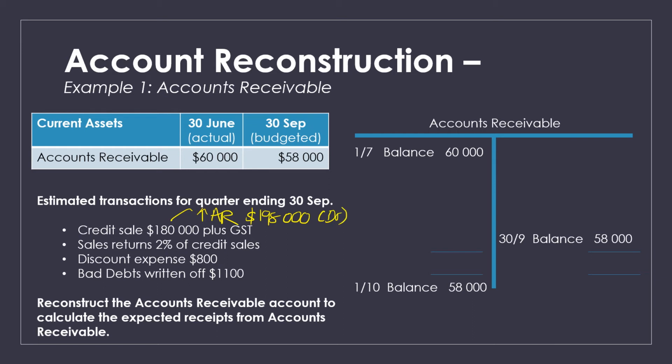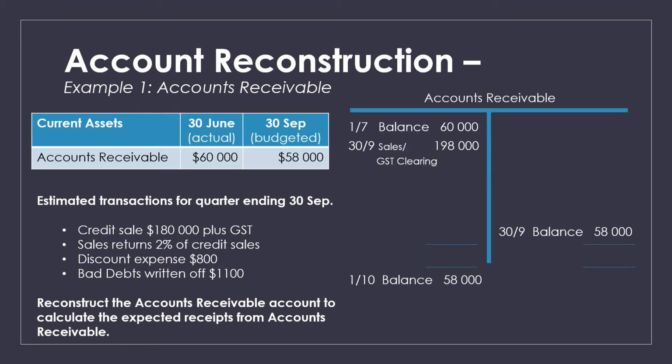Because this is an increase to the accounts receivable, we debit the accounts receivable account for the amount $198,000. And the cross-reference would be sales and GST clearing. And since this is the estimated sales for the quarter ending 30th of September, we simply put the date 30th of September here. We are told that the estimated sales returns would be 2% of credit sales.